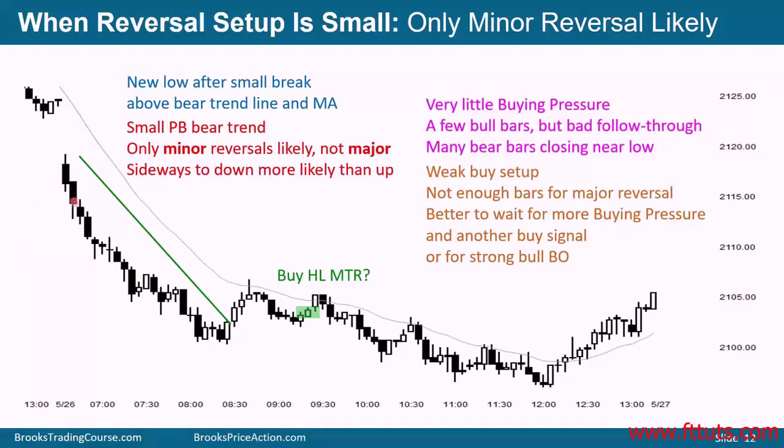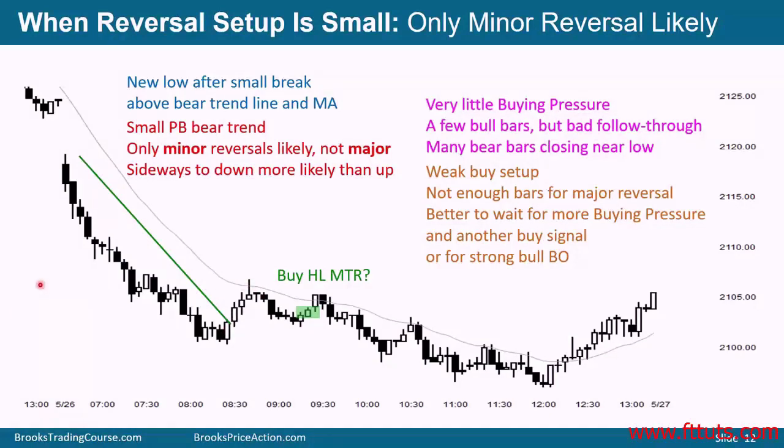Look at the bear bars, series of 5, 6, 7 bear bars, 10 bear bars. The biggest pullback lasted only 1 bar here, 1 bar here, 1 bar here. This is not the kind of trend that is about to turn into a bull trend, and therefore any reversal that we get, even though you could argue it might be a major trend reversal, it's probably going to be a minor reversal. The bulls need much more buying than just 4 bars up to the moving average.